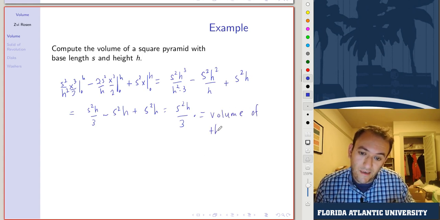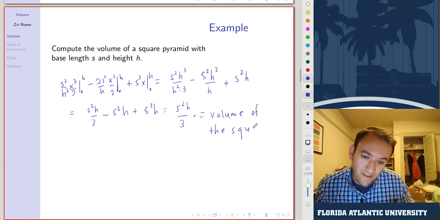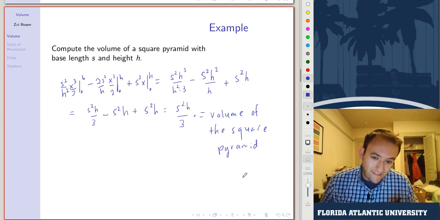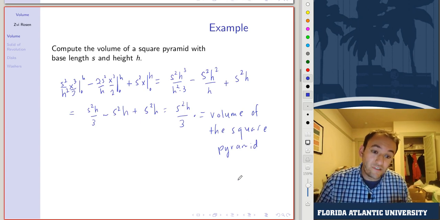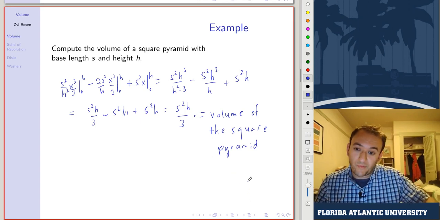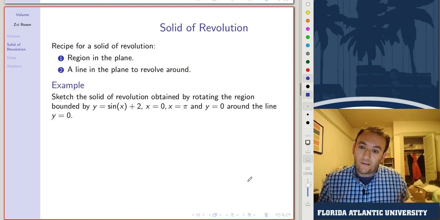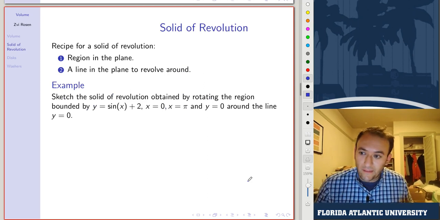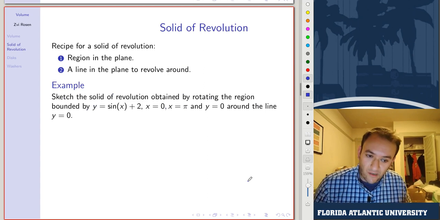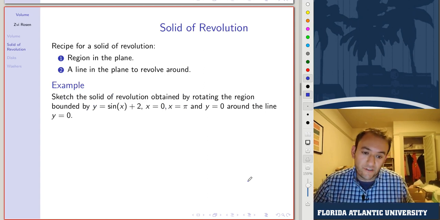Okay, so this is an example of just using the definition of volume as the sum of all of these small cylinders. And we were able to use that to find an explicit formula for the volume of a square pyramid. Now we're going to talk about a solid of revolution. And this is going to be the main object that we're going to compute volumes of in this section as well as the next section.